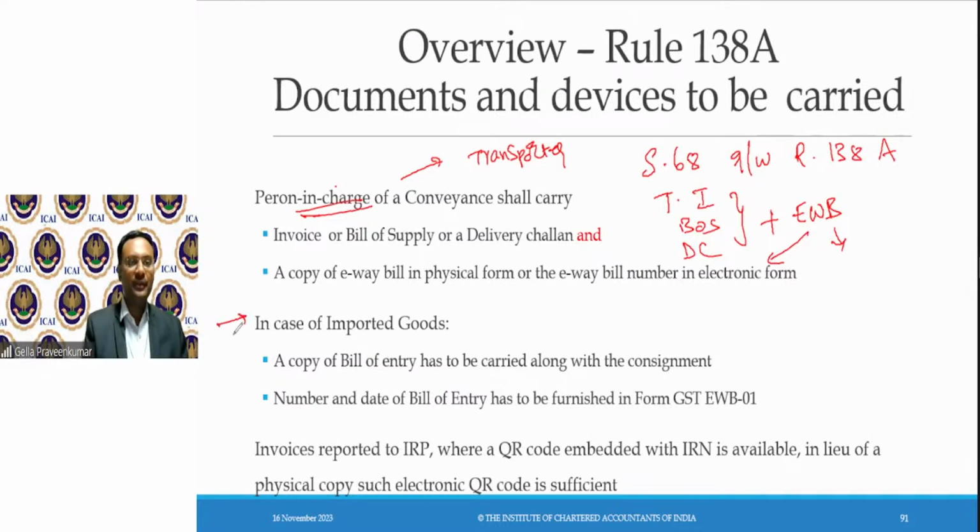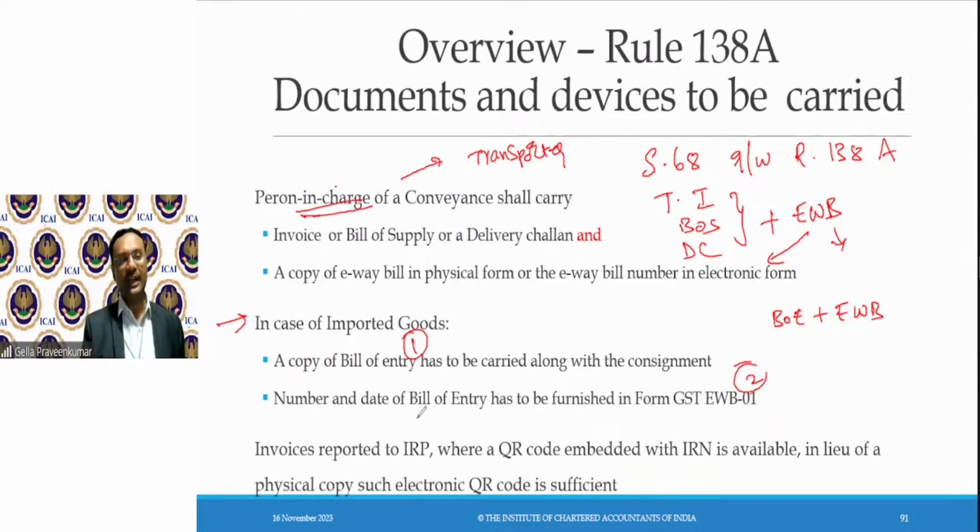In case of import of goods, I think Rahim asked this question. Rahim, your question is answered here. In case of imports, as a transporter, my bill of entry has to be carried along with the consignment. Number and date of bill of entry has to be furnished in e-waybill. They say the bill of entry along with that e-waybill has to be carried in my consignment.